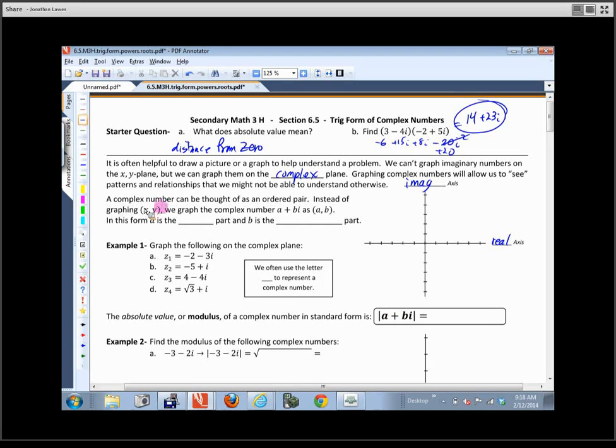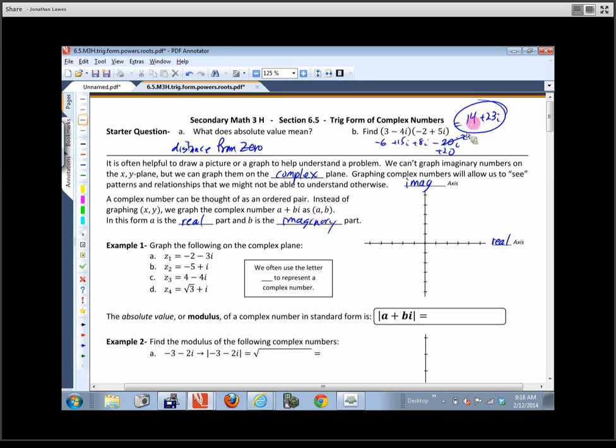So we can take any complex number and think of it as if it were an ordered pair. So think of it as if it were an x and a y. So if I have the number a plus bi, remember this is called standard form of a complex number. We could think of that as a comma b. Remember, a is the real part and b is the imaginary part.